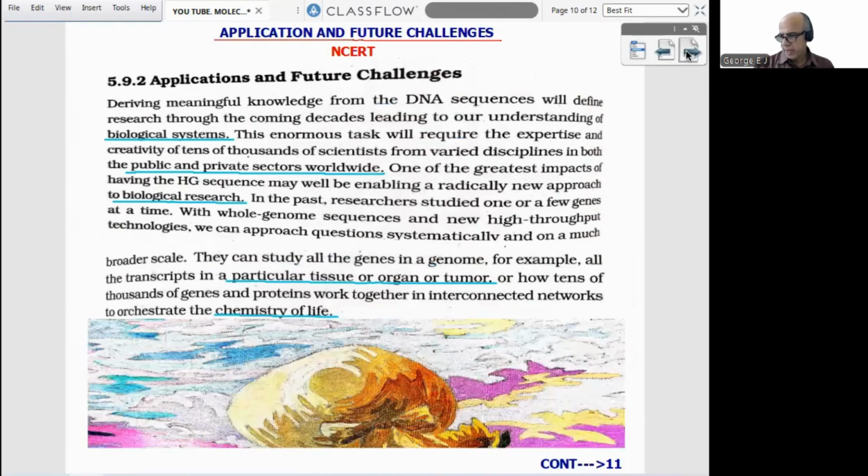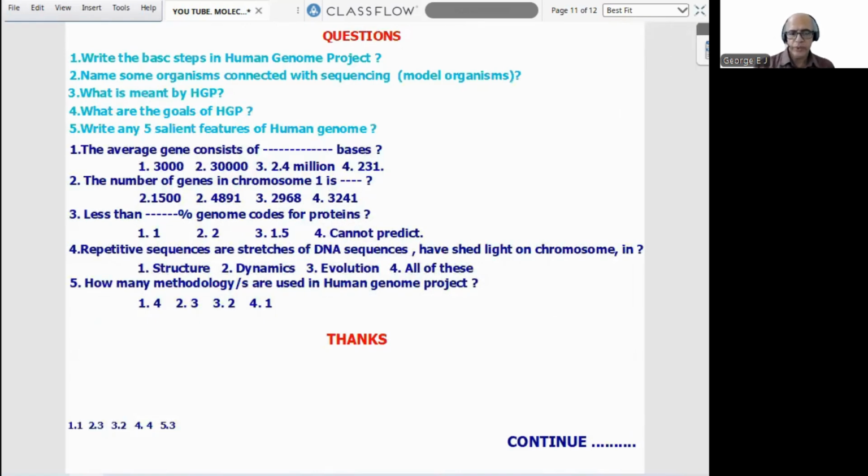Then after this, as usual, 5 theory questions, 5 NEET model questions with the key.